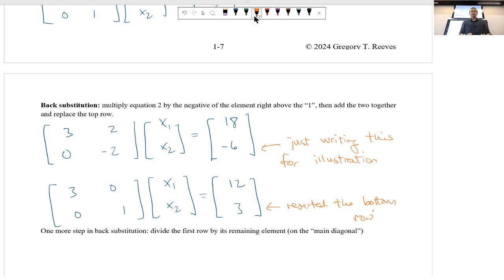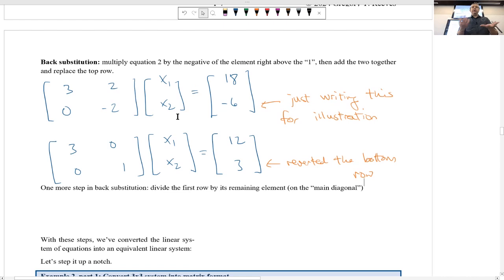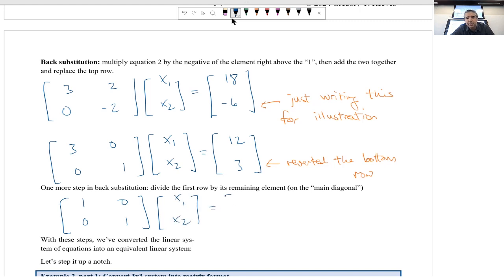Okay. Almost done. We can basically read right off of here the value of x1, but to really finish it off, we divide the first row by its remaining element on the main diagonal and get the final answer, which is actually the identity matrix for my A times x equals 4, 3. And so now reading right off of here, x1 equals 4 and x2 equals 3.